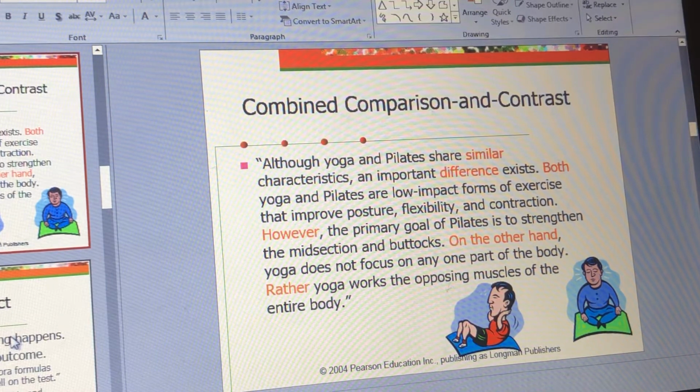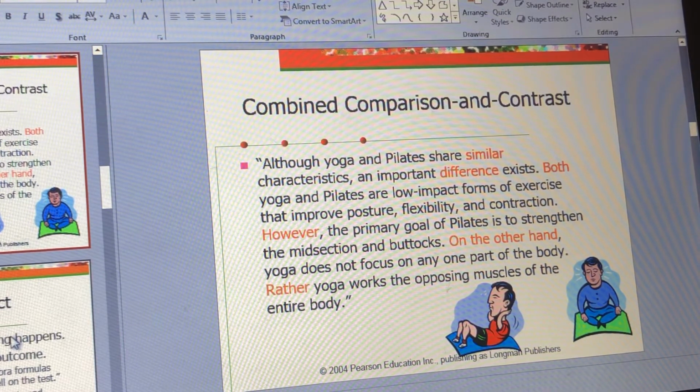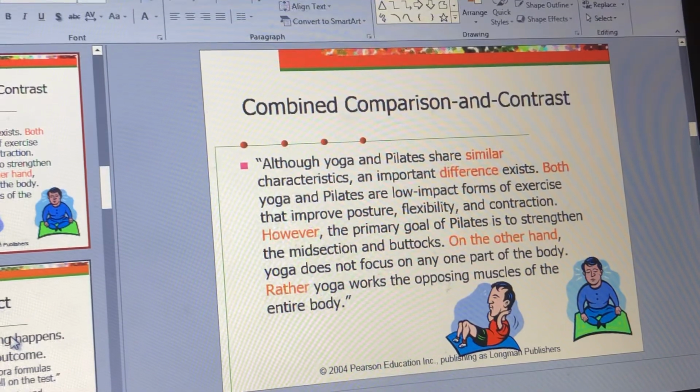Although yoga and Pilates share similar characteristics, an important difference exists. Both yoga and Pilates are low-impact forms of exercise that improve posture, flexibility, and contraction. So, both: similarity. However, now we're moving on to the contrast. The primary goal of Pilates is to strengthen the midsection and buttocks. On the other hand, contrast, yoga does not focus on any one part of the body. Rather, yoga works on the opposing muscles of the entire body.